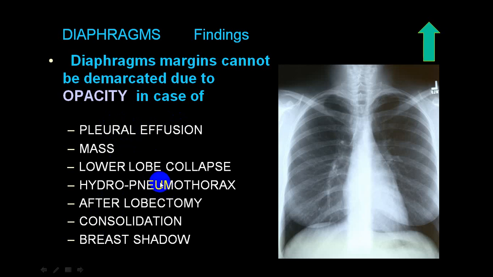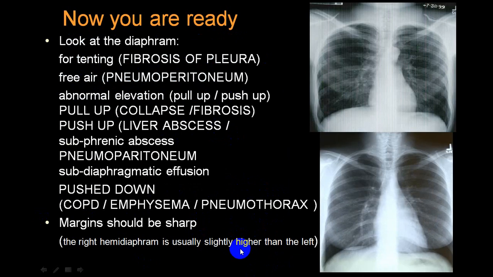Hydropneumothorax, in an erect posture, you will get fluid settle down at the bottom. So in that also it will be on the lower side. Breast shadow may produce disturbances in identifying the margin of the diaphragm. So all these conditions you should keep in mind while describing the shape of the diaphragm, costophrenic angle and cardiophrenic angle. So always look at that.